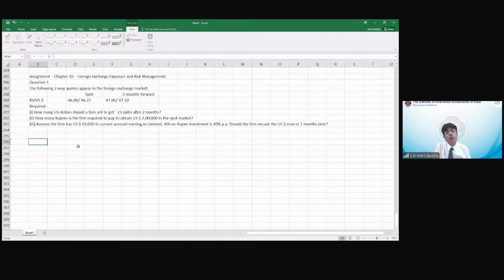Rupees to dollar. So here again, what is the base currency? Dollar. Spot rate is 46 to 46.25 and 2 month forward rate is 47 slash 47.50. So you are given the bid and ask rate for both spot and forward. We are required: how many US dollars should a firm sell to get 25 lakh rupees after 2 months?